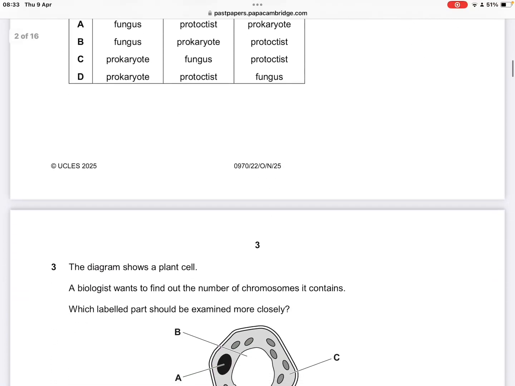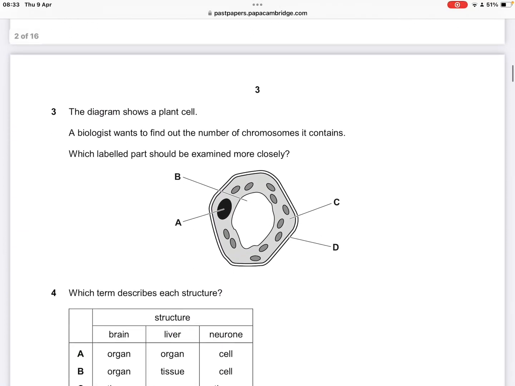Let's move on. So question 3, we're still moving away from classification, more to cell biology now. So structures of a cell. I have been given a plant cell diagram. The biologist wants to find out the number of chromosomes it contains, which labelled parts should be examined more closely. Well, chromosomes are how your DNA is organised. We know the DNA is found in the nucleus. The nucleus would be part A for alpha.